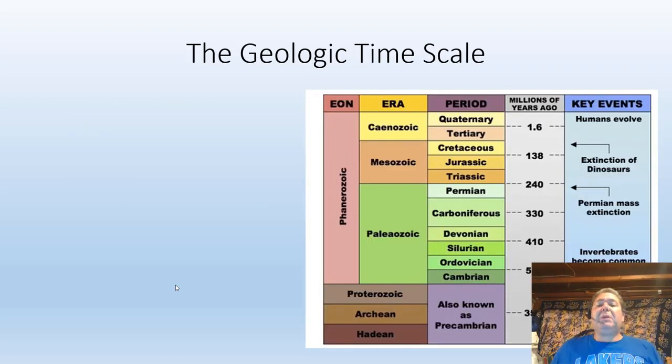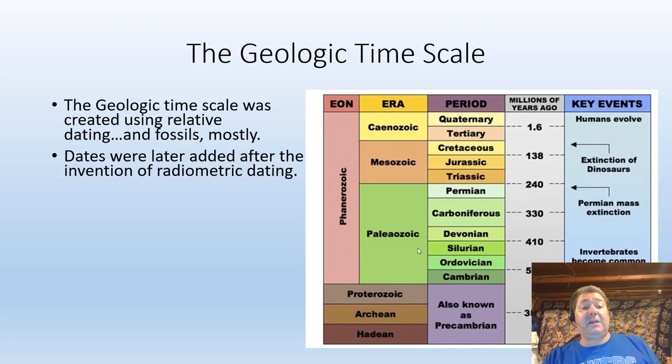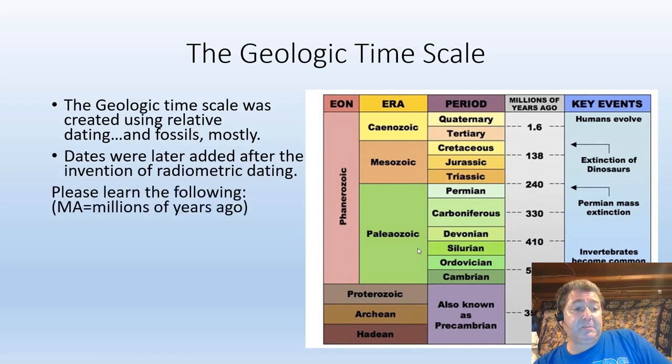Putting this all together, we have built what's known as the geologic time scale. The geologic time scale was created using relative dating exclusively, mostly using fossils, the principle of faunal succession and matching from one area to the other. Long before we could ever put absolute dating in here, we had deciphered all of these different eras and periods of the history of our planet, mainly using the fossils and big changes in the fossil record. The dates were added later, after the invention of radiometric dating.